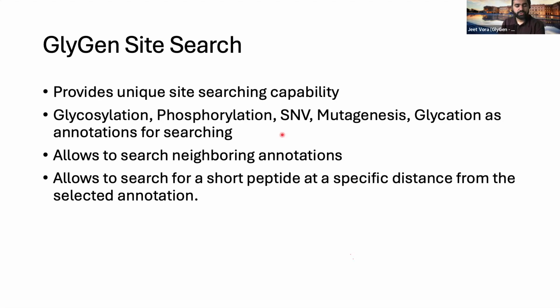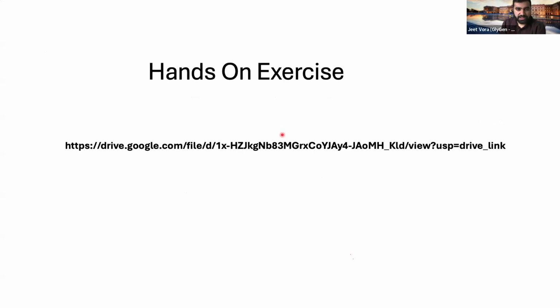And then I also want to point out that you can also search for neighboring annotations that are around the vicinity of your site having a particular annotation. And it also allows you to search for a short peptide at a specific distance from the site of a selected annotation. So give that a try if you have a research use case. And we will also be doing an exercise on this in the next few minutes. And you will be able to explore the tool yourself.